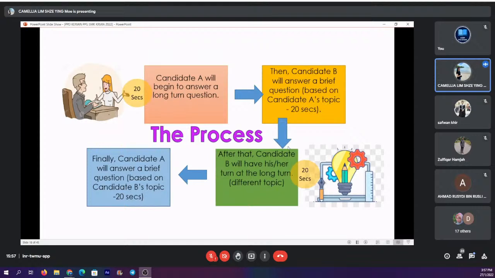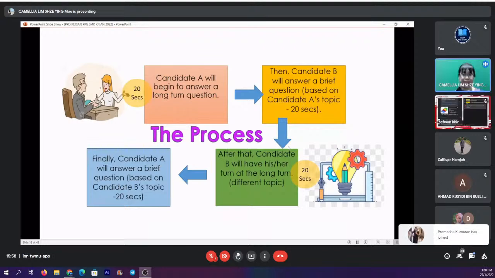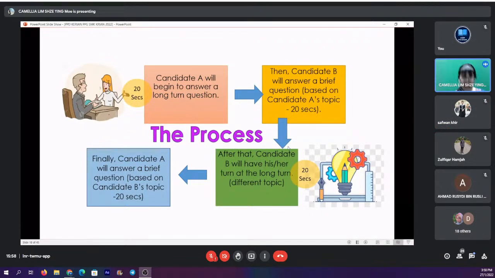After candidate A answers the long-term question, candidate B will be asked a brief question based on what candidate A's topic is about. The brief response will be about 20 to 30 seconds. After that, it's vice versa. Candidate B will have his or her turn at the long-term question, which is the 1 minute one. And after that, candidate A will be asked a brief question based on what candidate B has been talking about. So it's about 20 to 30 seconds as well. So this is a rough process.